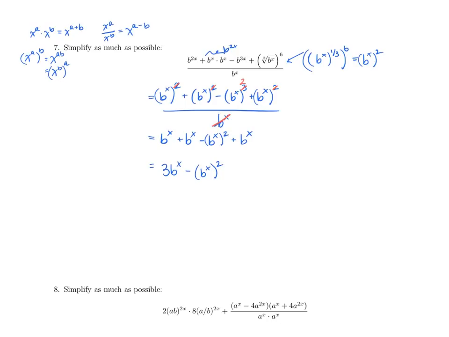And ideally, you could re-express this if you really wanted to get rid of parentheses. You could call that b to the 2x, but there's nothing more that cancels. So our final answer is going to be 3 b to the x minus b to the 2x. Done.